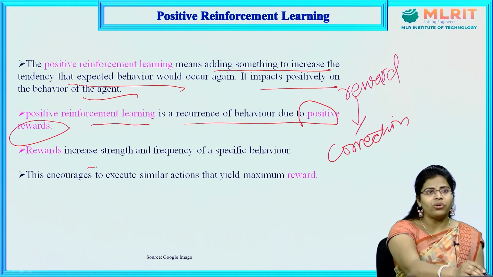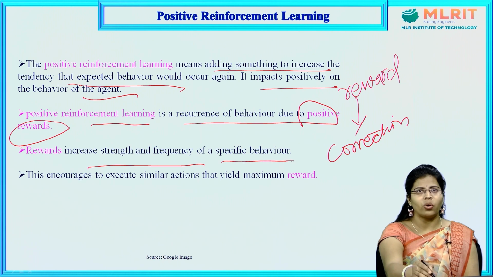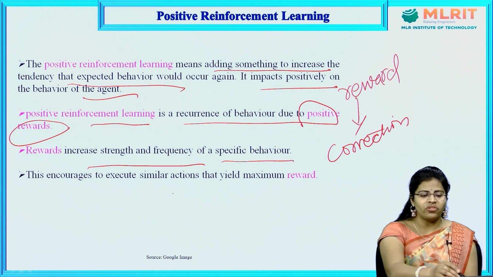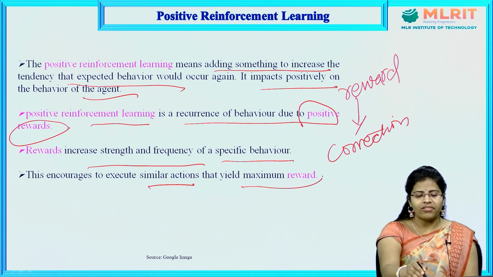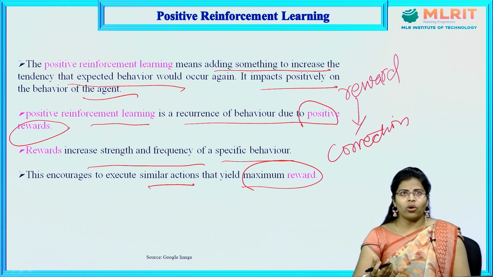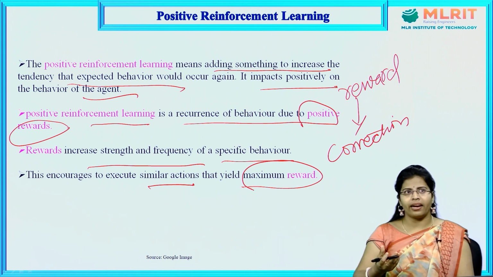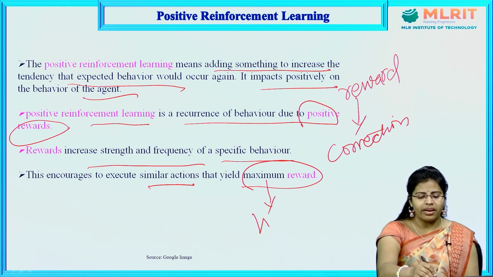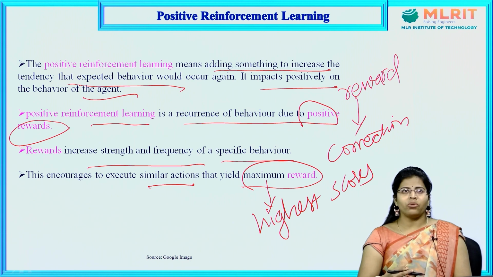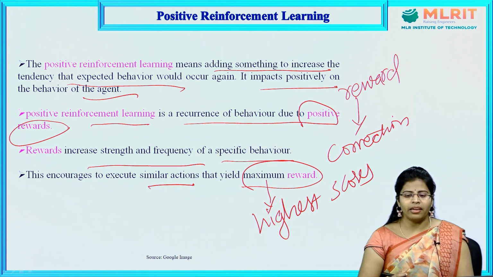Rewards are going to increase the strength and frequency of a specific behavior. This encourages executing similar actions that are going to yield maximum rewards. So, the more rewards it gets, the higher the score it is going to achieve. It is nothing but in the form of rewards. That is known as positive reinforcement learning, in the form of rewards for a particular correct action.